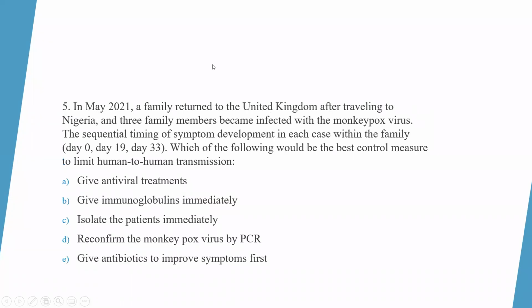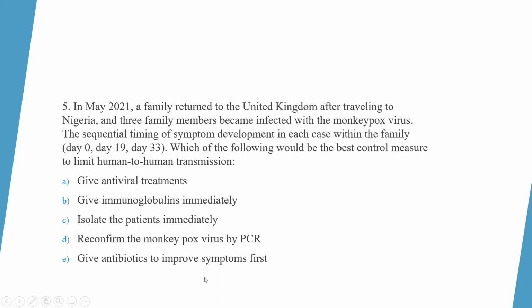Work is being done. In May 2021, a family returned to the United Kingdom after traveling to Nigeria, and 3 family members became infected with monkeypox virus. The sequential timing of symptoms developed on days 0, 19, and 33. Which of the following would be the best control measure to limit human-to-human transmission at this point when the person is symptomatic? Give antivirals, give immunoglobulins, isolate the patients immediately, reconfirm the monkeypox, or give antibiotics to improve the symptoms first.